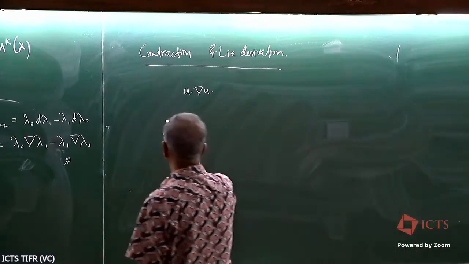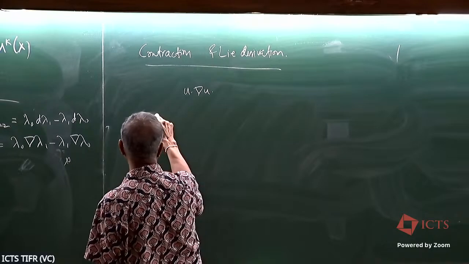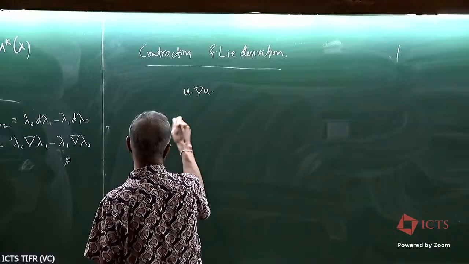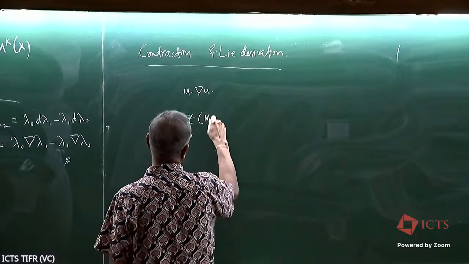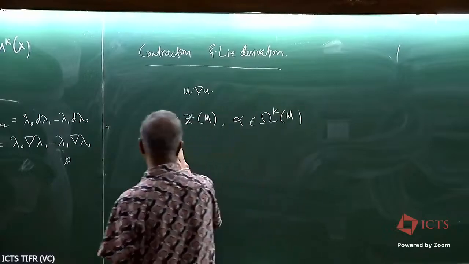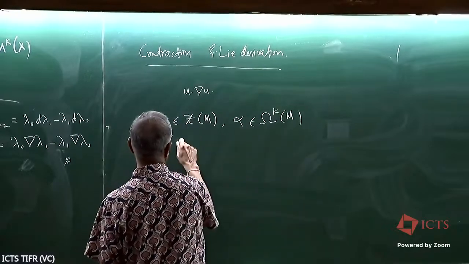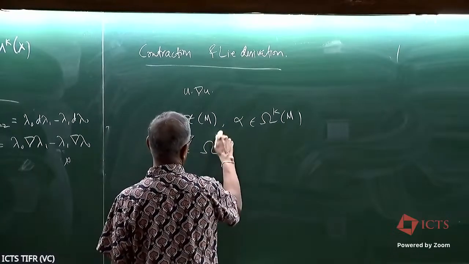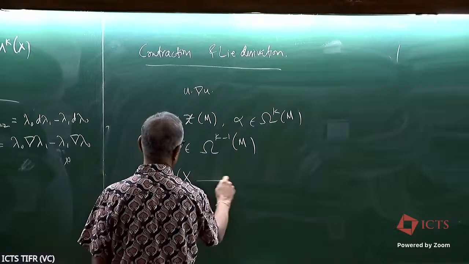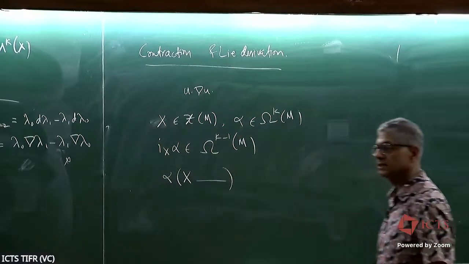So first of all, let me just introduce contraction. Contraction is an operator where, let's say you have a vector field X and you have a K form. Then contraction produces a K minus 1 form. And all you do is stick X into the first slot. And so you have 1 slot less, it's a K minus 1 form.